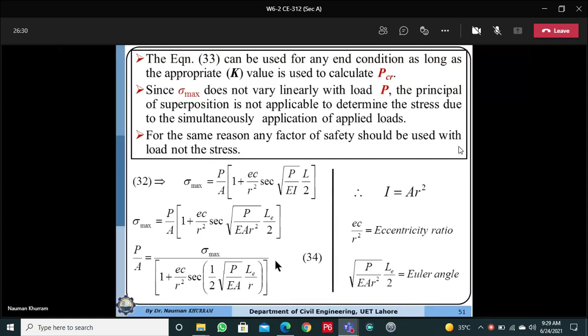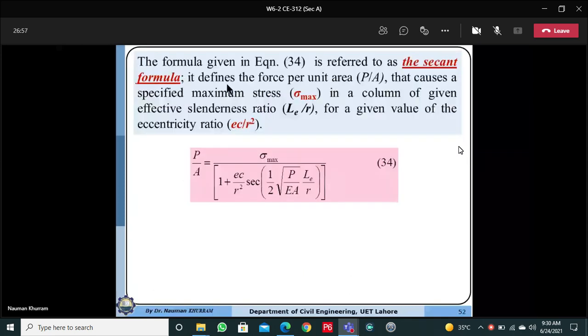So this is called the Euler angle, because that is the theta value, which depends upon the Euler formula. And EC over R square is the eccentricity ratio. So in this equation, which is equation number 34, the formula given is referred to as the secant formula.